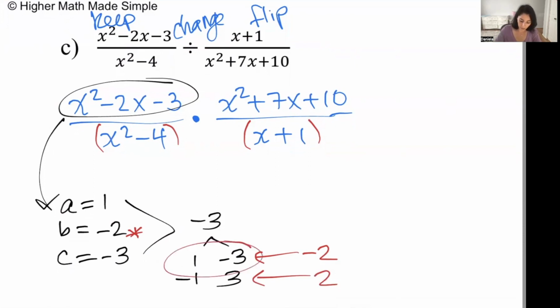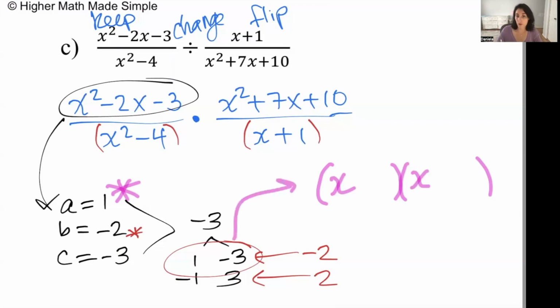Now, what's nice about the fact that A is 1 is whenever you have an A is 1 problem, you can do a shortcut. And that shortcut is you're going to end up multiplying 2 binomials together, so 2 parentheses next to each other. And then it'll always have both of those first terms as x. Okay, that's the template. And then what you're going to do is just pop those factors right in.